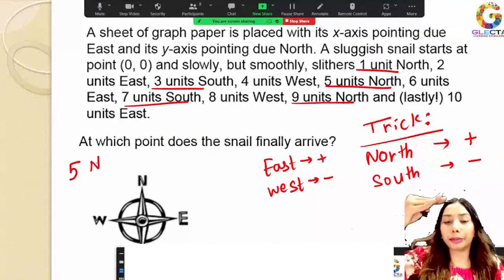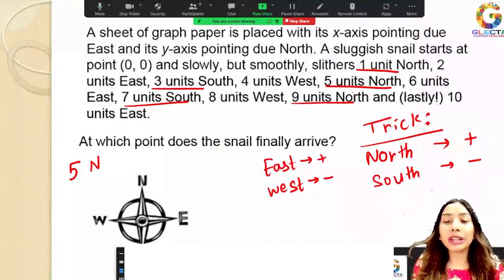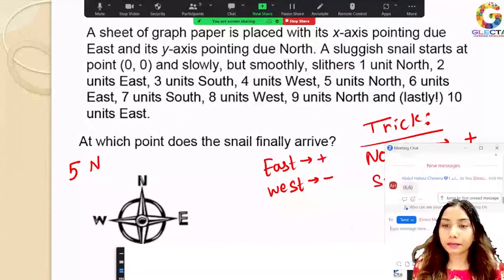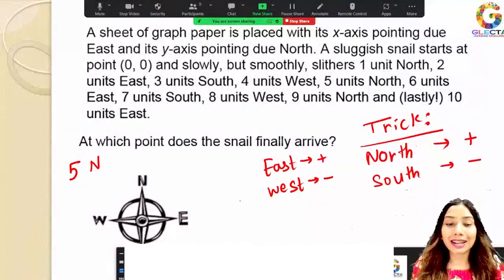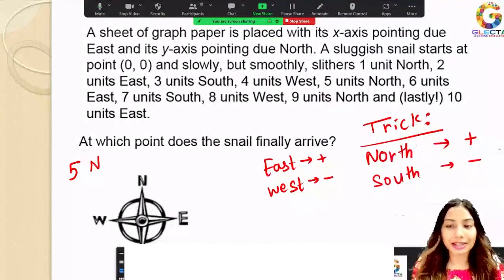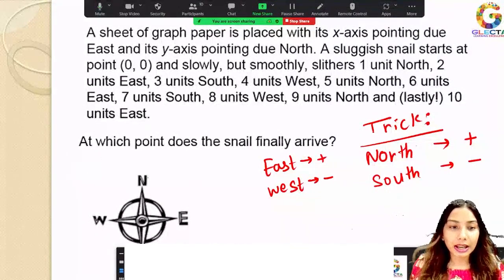Positive 5 means up. Similarly, find out how many units we are on the x-axis using plus and minus for east and west. I need an answer from you guys for east and west. No, Abdul, it's not 6-6. Work out again. Yes, Jason, it's 6 for the y. Wait. It's 6 for this and it's this for this.